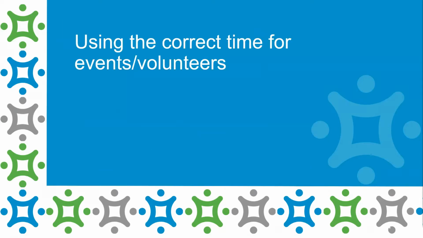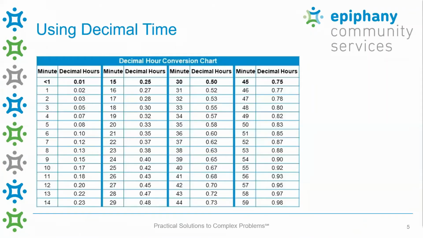So the first thing I want to get into is using the correct time for events or volunteer time. We tend to see this a decent amount, and sometimes it can be because of inexperience, but a lot of times people either forget that we use decimal time or aren't calculating their decimal time correctly. I'm going to pull up the chart really quick so you can see this.